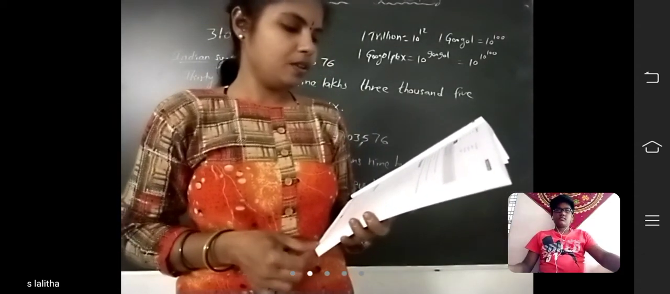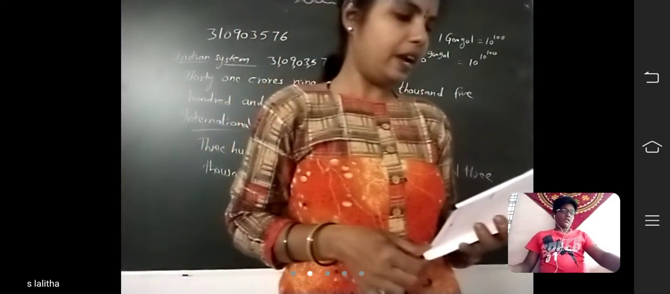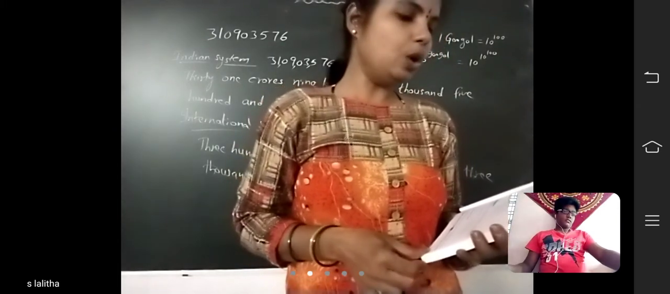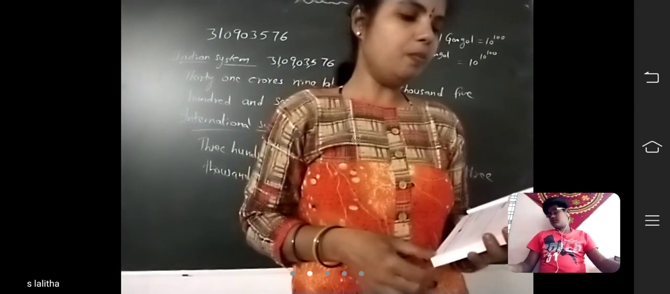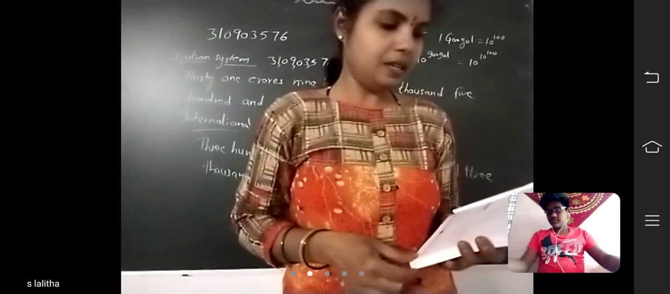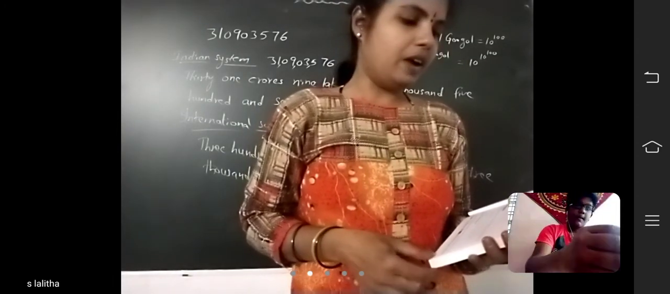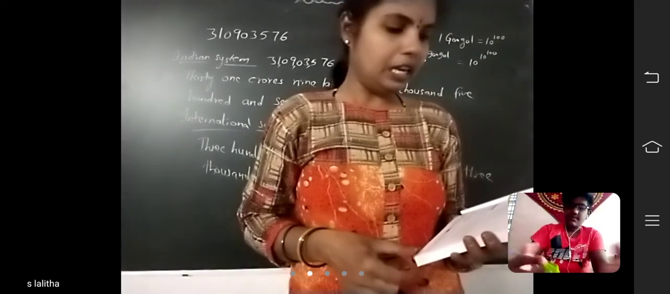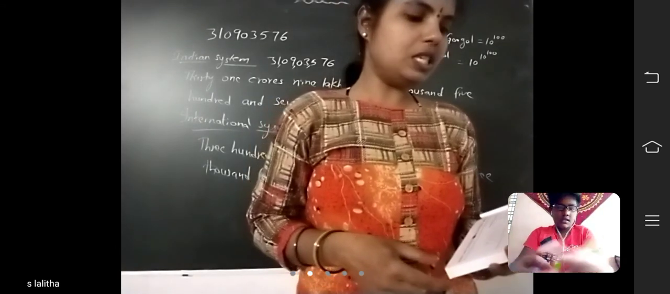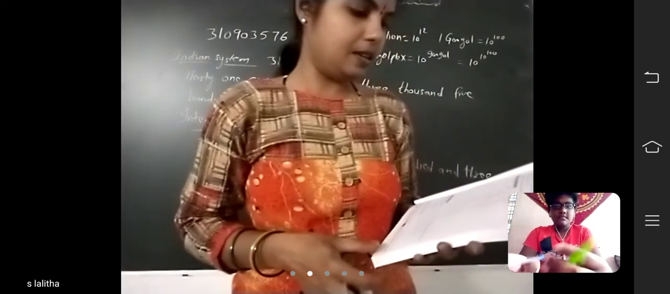Next, volume. For liquids, you have to find it in cubic centimeters. 1000 cubic centimeters is equal to 1 liter. 1000 milliliters is equal to 1 liter. 1 centimeter cube is equal to 1 milliliter. 1 meter cube is equal to 1 kiloliter.